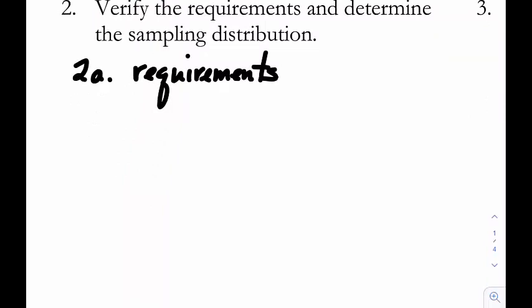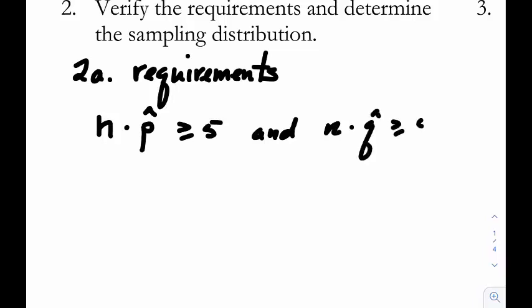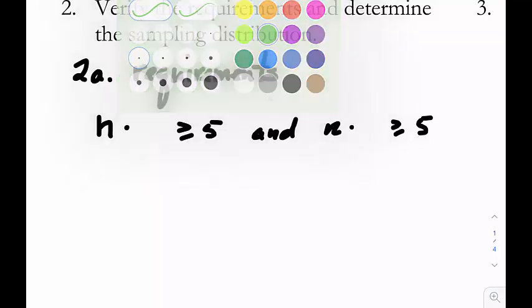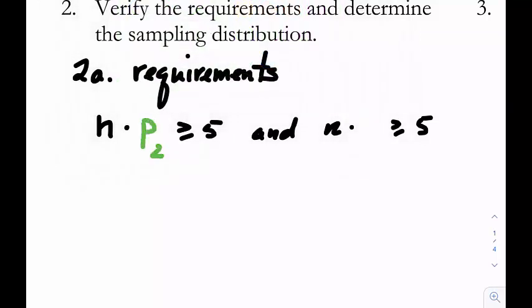So the requirements are what we looked at for a confidence interval: n times p hat is greater than or equal to 5, and n times q hat is greater than or equal to 5. But in this case, it's not the p hat. The p hat is not on trial, the 30% is. So what I need to do is erase that and go along with the alternative value. I want the P2, and the complement of that will be Q2.